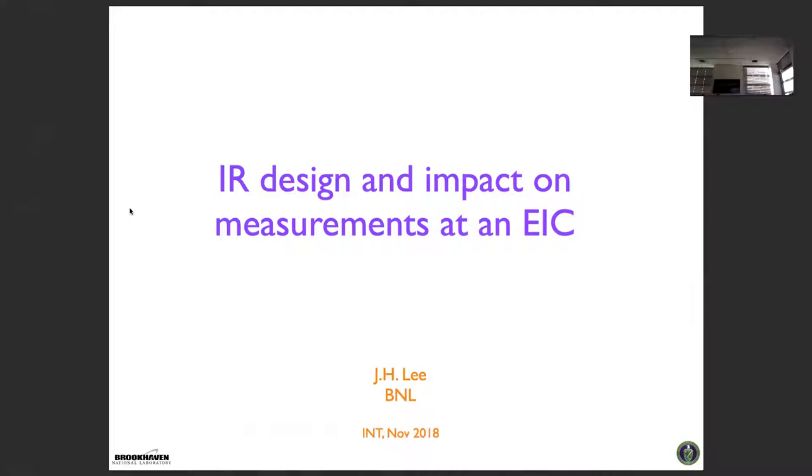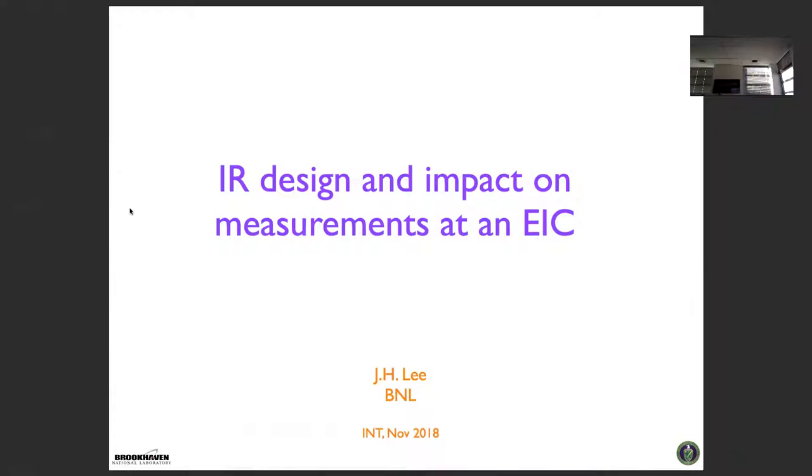Again, I'm going to stick to really leading order discussion. There's no next-to-leading order. This is really first order. It's still an ongoing discussion, so this is at a very conceptual level. I have a few pictures that you can maybe appreciate.